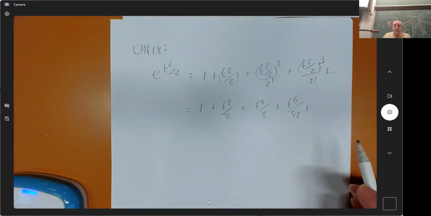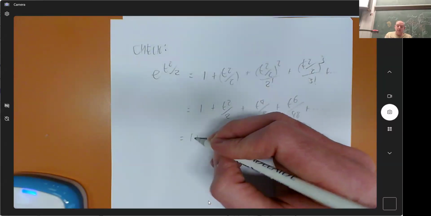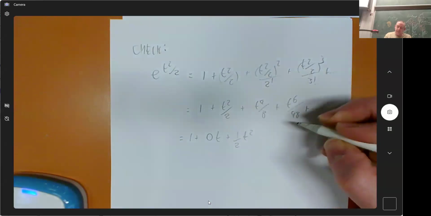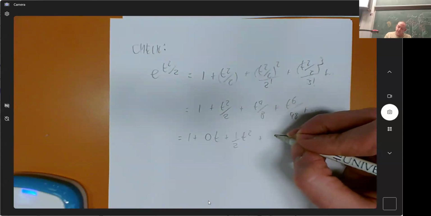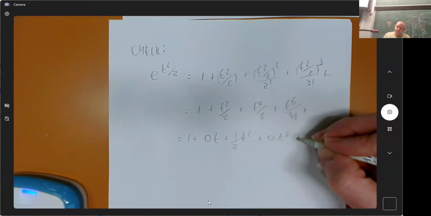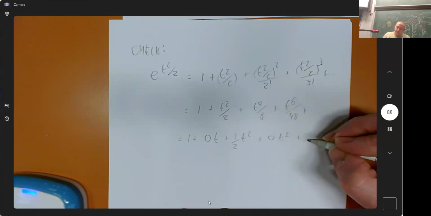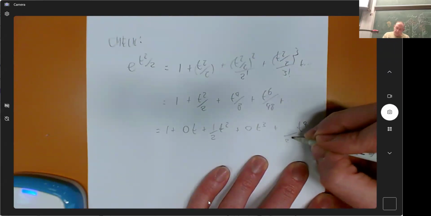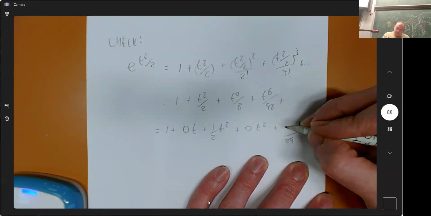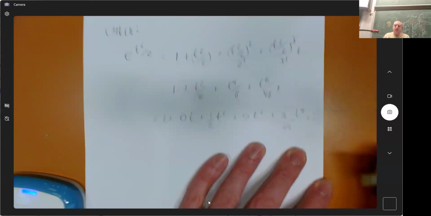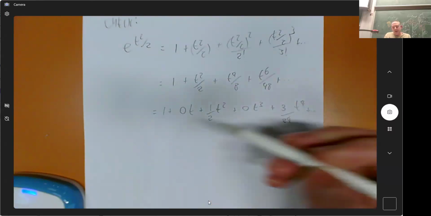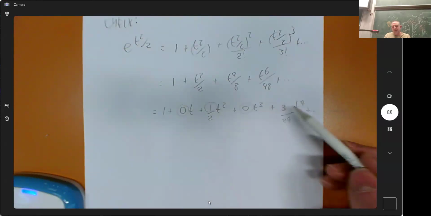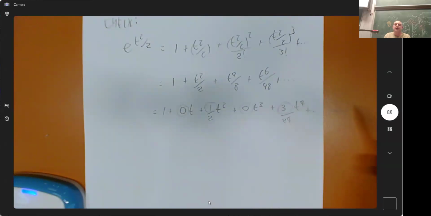So look at this. Ready? The mean, okay. So the first moment is 0, and the second moment is 1, and the third moment is 0, and the fourth moment is 3.